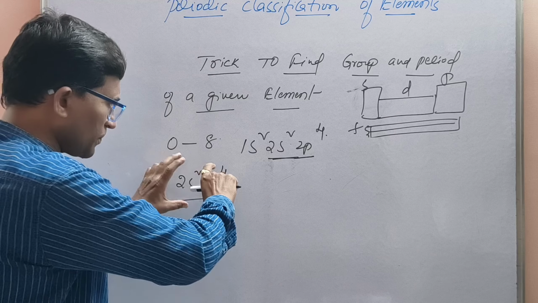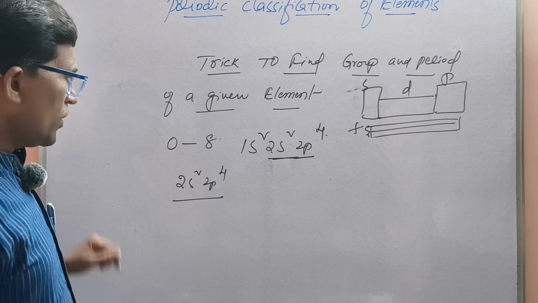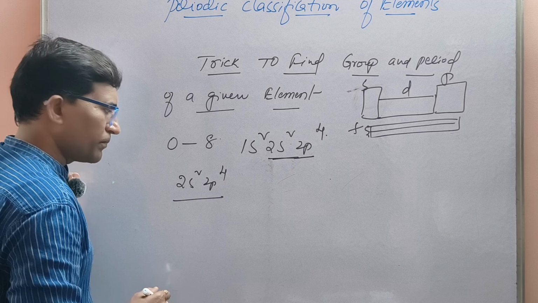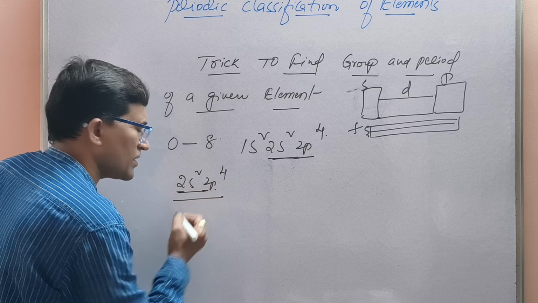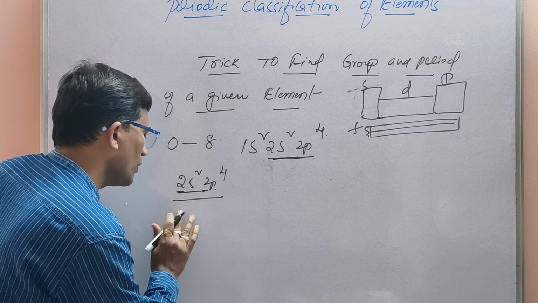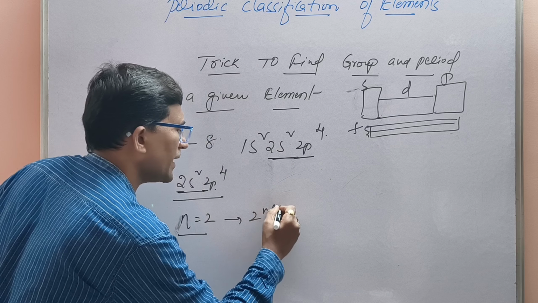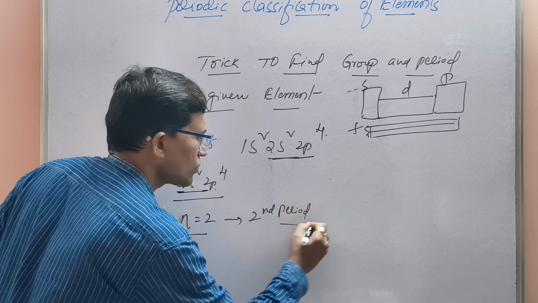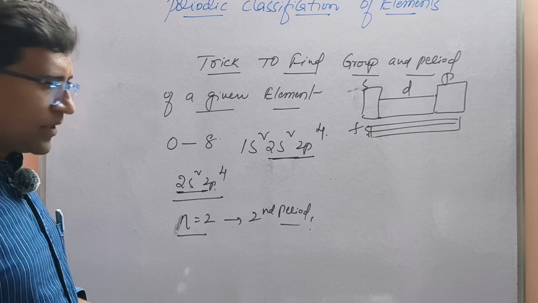Please concentrate on this particular concept. We consider the orbitals only, no need to think about 1s2. So we have 2s2, 2p4. Here we have the n value in both cases: in 2s and 2p, n is equal to 2. So if the n value is equal to 2, it comes under the second period. This element comes under the second period.